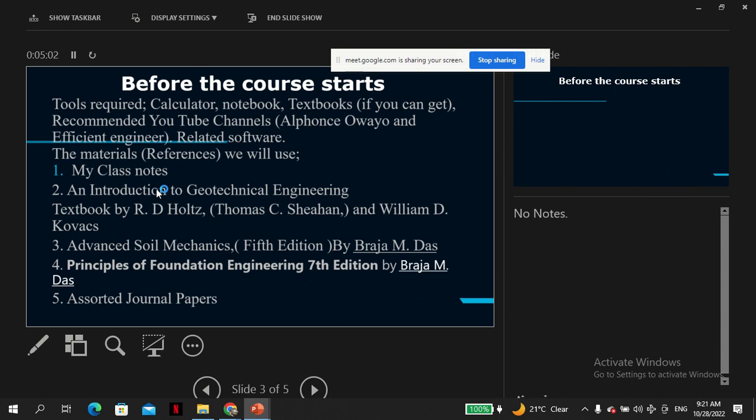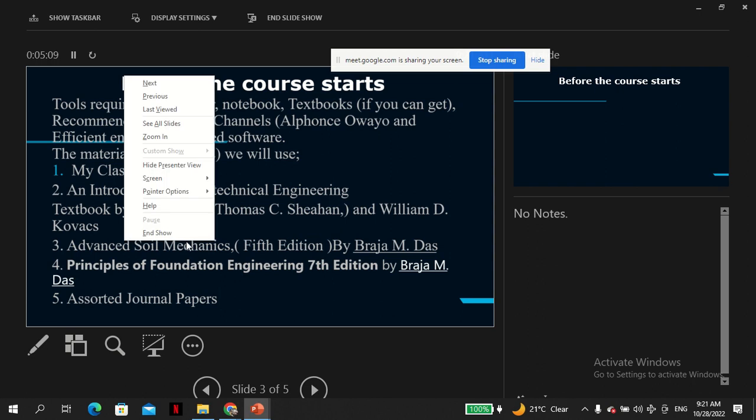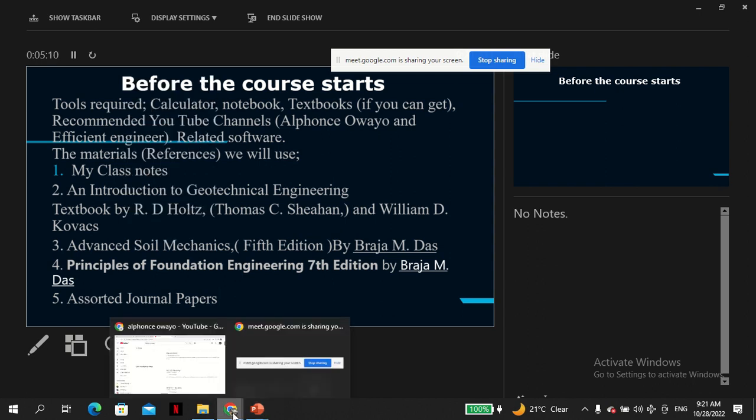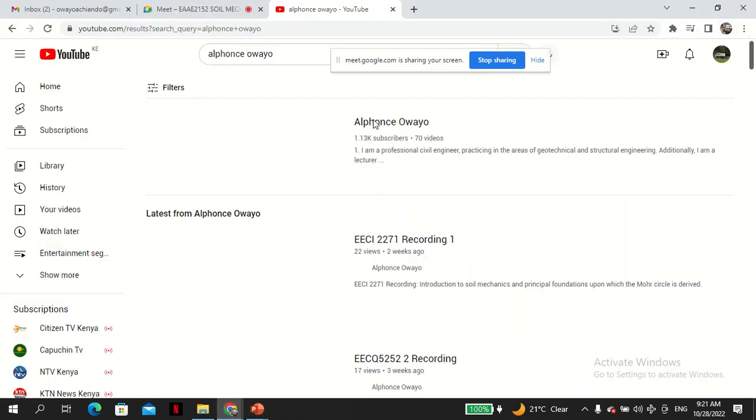You need class notes. I give you most of the material you need. However, these are the references: some journal papers, the textbook.